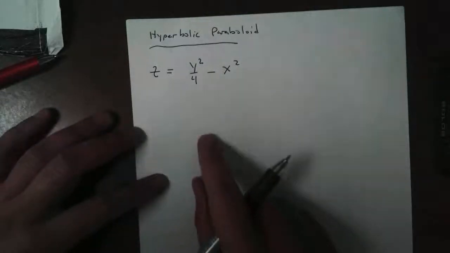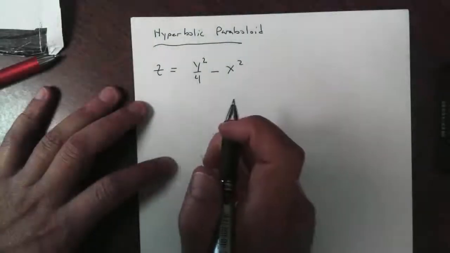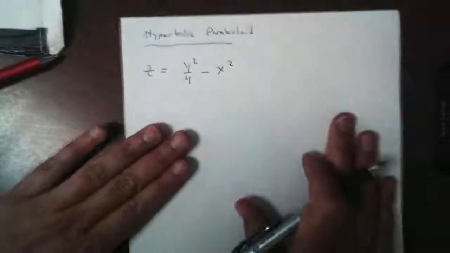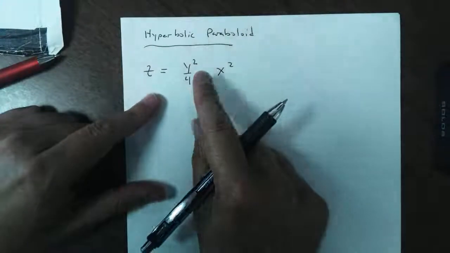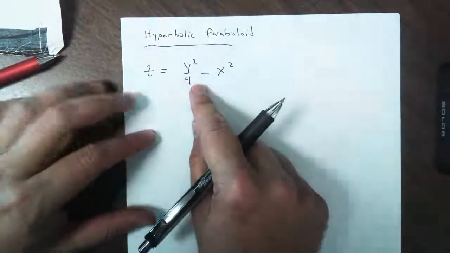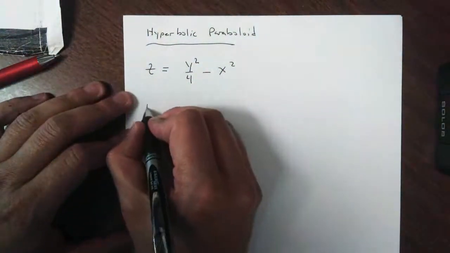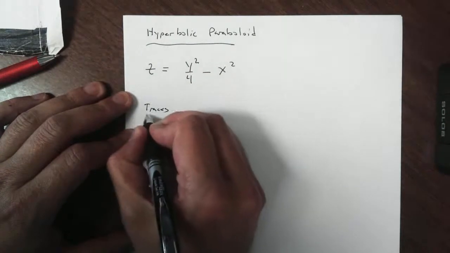Here we are, the dreaded hyperbolic paraboloid. The hyperbolic paraboloid is one I think most students tend to have a hard time drawing. So to draw this, let's first talk about the traces.